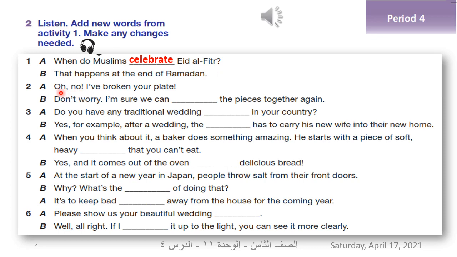2. Oh no! I've broken your plate! Don't worry. I'm sure we can stick the pieces together again.